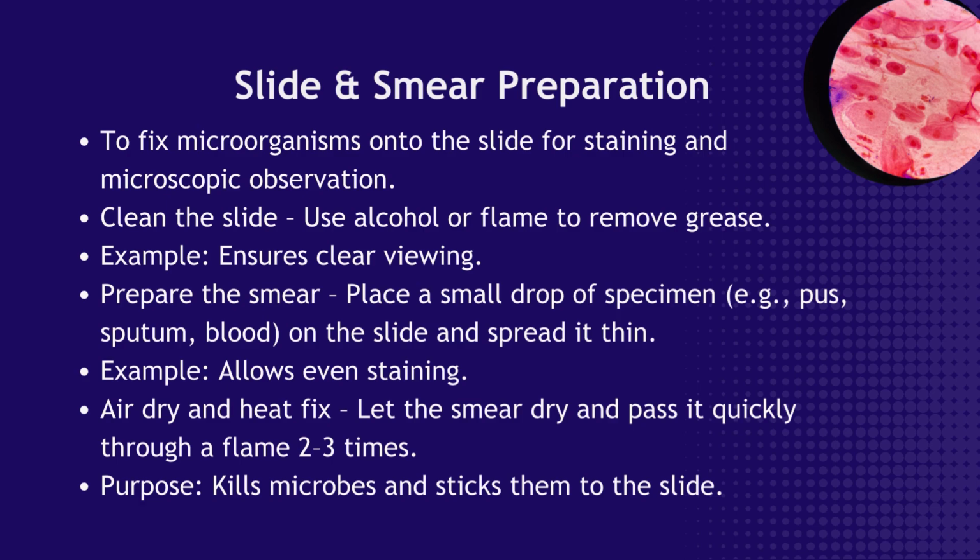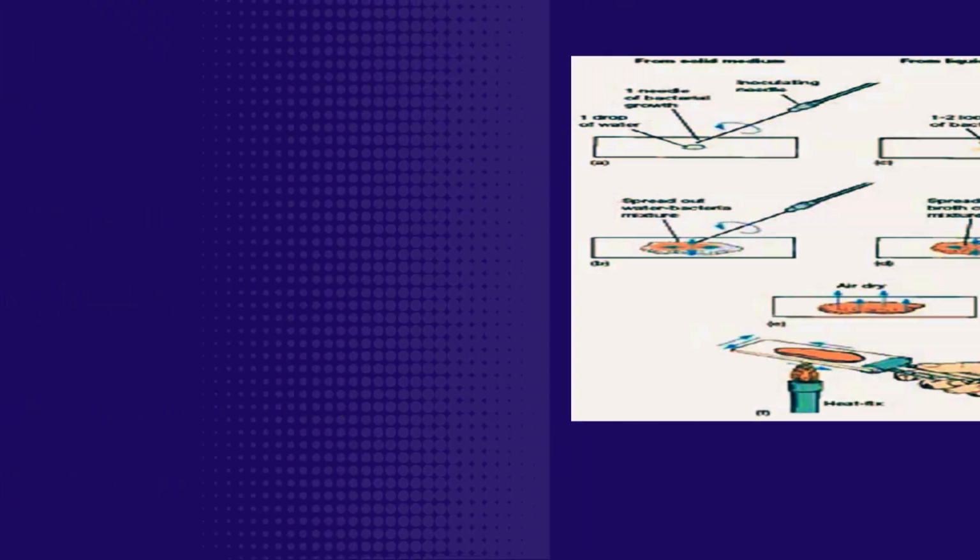Prepare the smear. Place a small drop of specimen, e.g. pus, sputum, blood, on the slide and spread it thin. Example, allows even staining. Air dry and heat fix. Let the smear dry and pass it quickly through a flame 2 to 3 times. Purpose, kills microbes and sticks them to the slide.